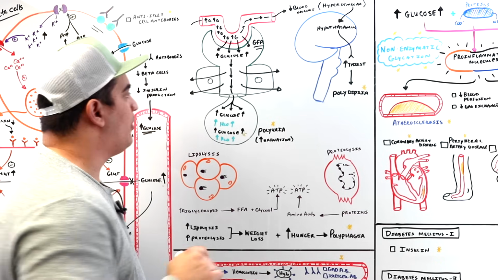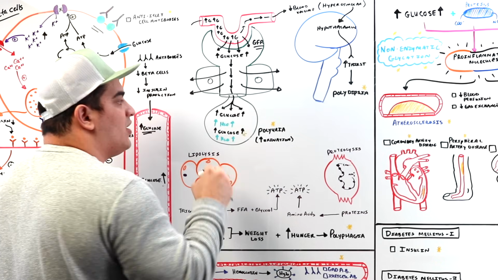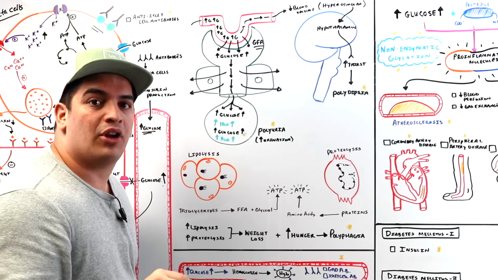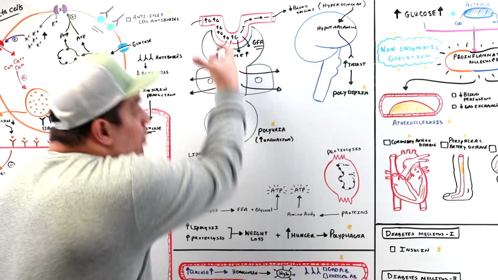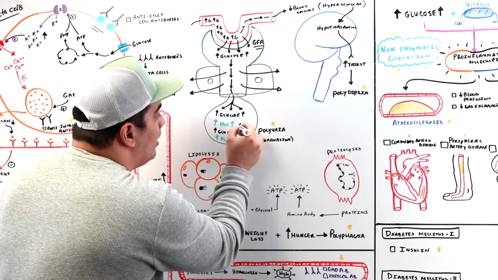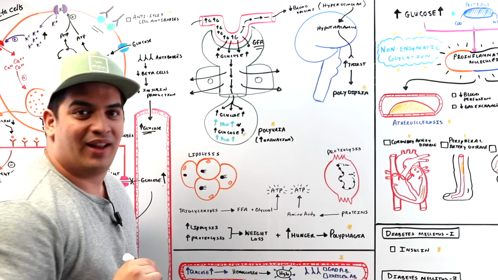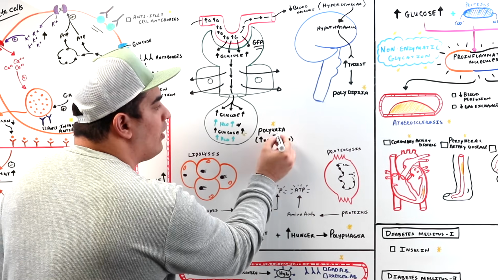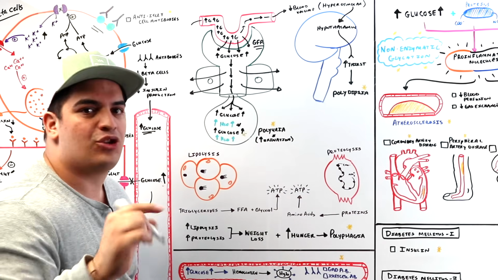Now here's what I want you to remember. When more glucose is lost in the urine, glucose is osmotically active. That's extremely high yield. What does that mean? It means it pulls water with it. So with a lot of glucose in the urine comes a lot of water in the urine. And whenever you're peeing out these large volumes of urine, we call that polyuria. That's extremely high yield.